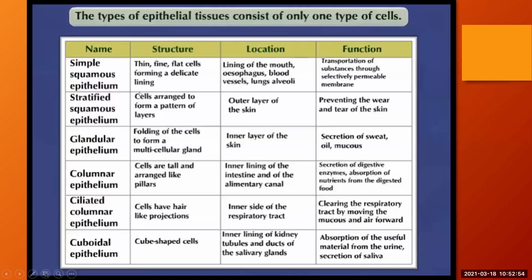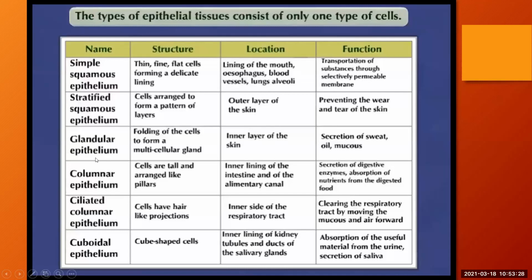The simple squamous tissue, let's revise with it. Simple squamous tissue: the structure is thin, fine, flat cells forming a delicate lining, and they are located in the mouth, esophagus, blood vessels, lungs, alveoli, and the function is transportation of substances through the selectively permeable membrane. Next is stratified squamous tissue. The cells are arranged to form a pattern of layers, and they are present on the outer layer of the skin, and they prevent the wear and tear of the skin.